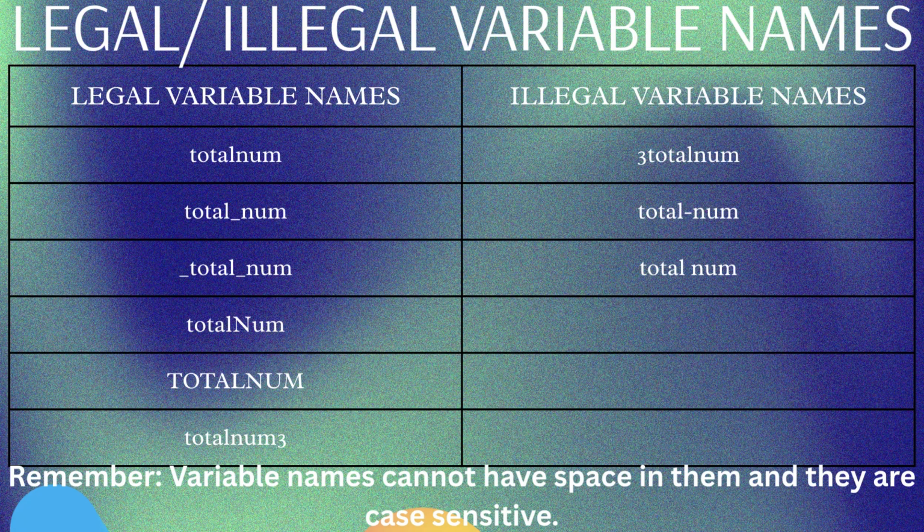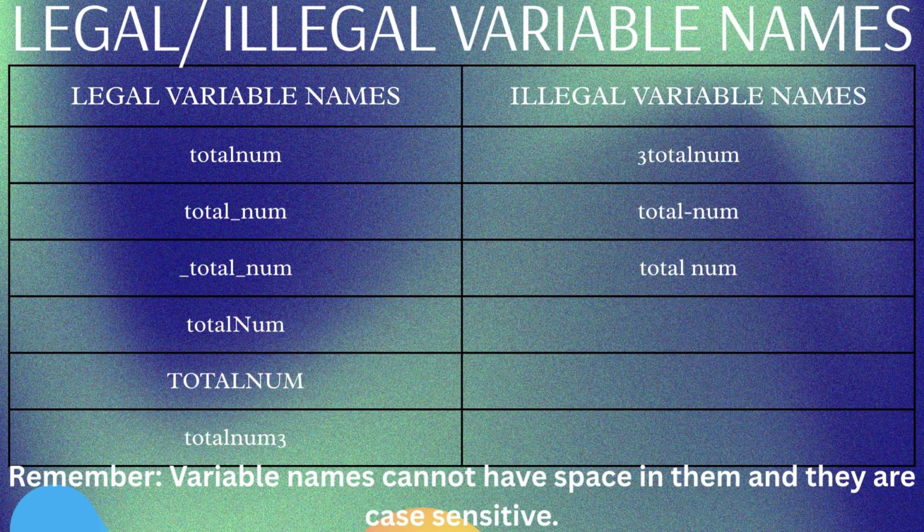That's also acceptable. You can also have total and then capital letters NUM, or capital letter N, and then the remaining UM is small letter. That's totally acceptable as well. You can also have capital letters, TOTALNUM, all through this capital. That's absolutely fine. And you can also have total num and then a letter at the end. Now, here are some illegal variable names.